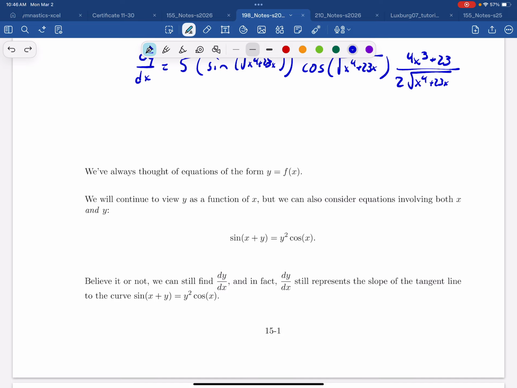find f prime of x, but there do exist functions where you could write them like this, right? Sine of x plus y equals y squared cosine of x, right? It still involves x's and y's, but it's not as simple as y equals blah. And if you look at a function like this, I think you could pretty clearly see you can't solve for y in this sort of situation. And yet, you still can graph this curve.